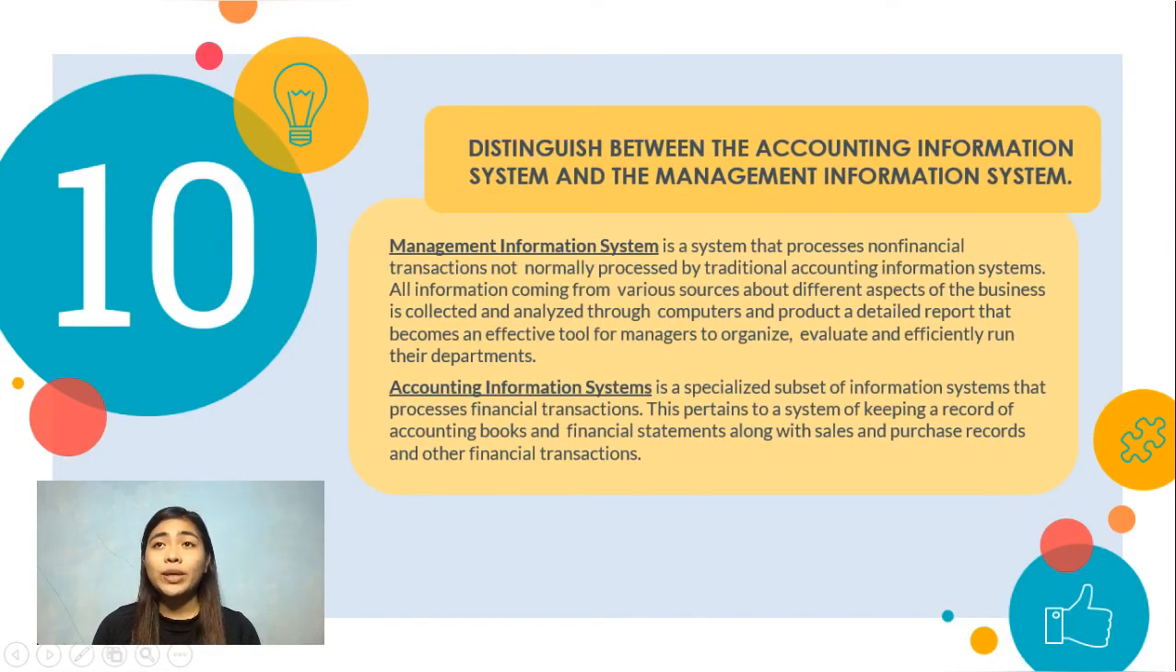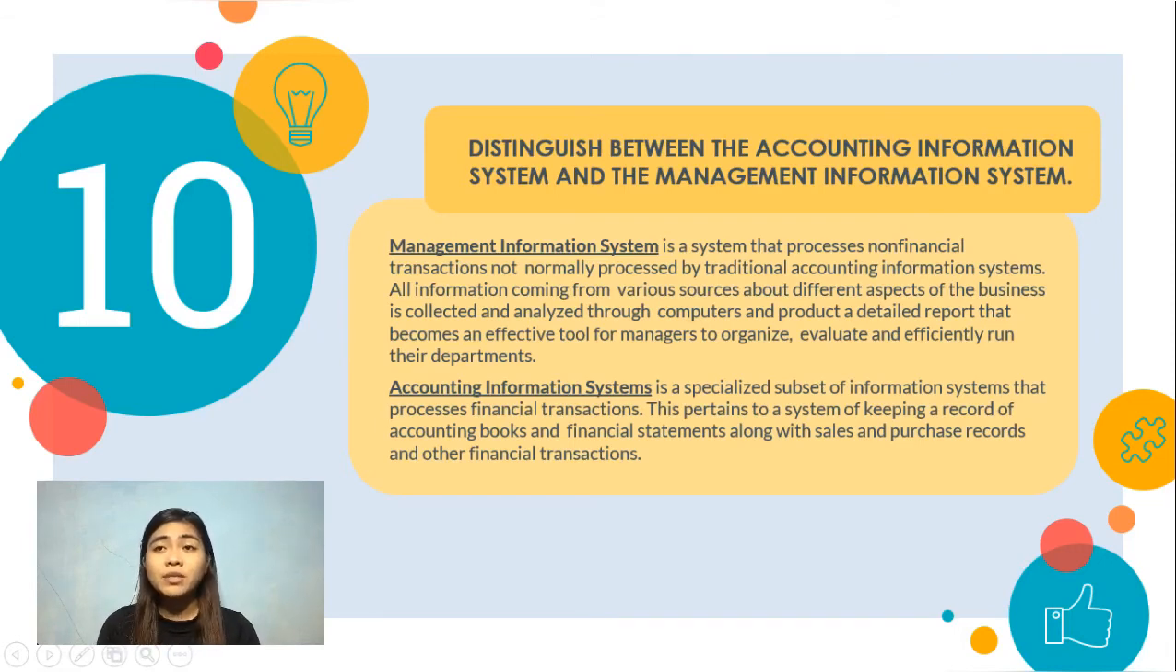Next is the difference between accounting information system and the management information system. Management information system is a system that processes non-financial transactions not normally processed by traditional accounting information systems. All information coming from various resources about different aspects of the business is collected and analyzed through computers and produces a detailed report that becomes an effective tool for managers to organize, evaluate, and efficiently run their departments. While accounting information system is a specialized subset of information systems that processes financial transactions.